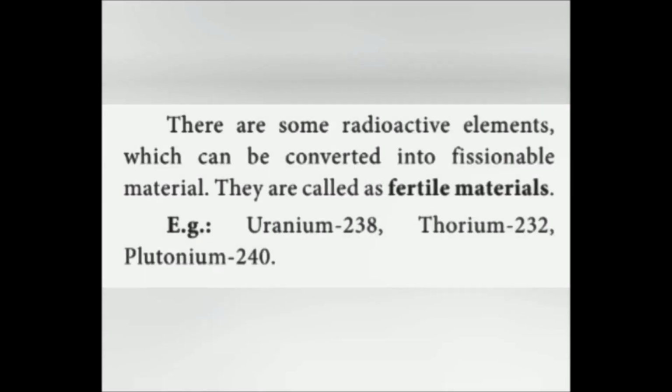What is fertile material? Some radioactive elements in nature do not undergo the fission process, but humans convert those materials into fissionable material. They are called fertile material. Uranium-238, thorium-232 and plutonium-240 are the best examples of fertile material.